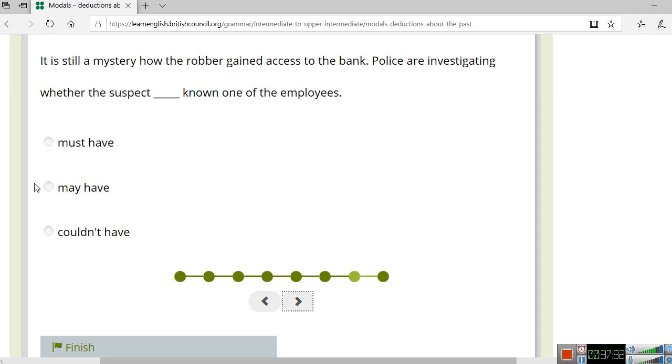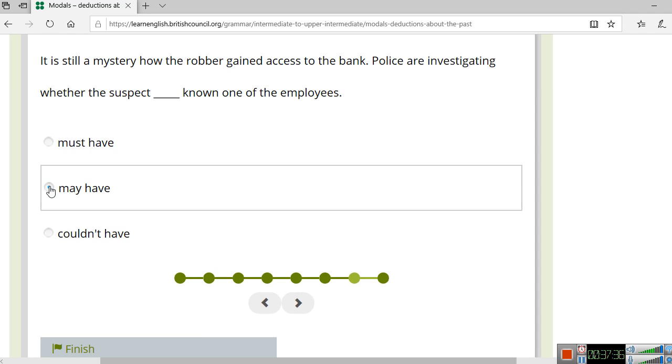Oh, sure. I would choose may have, because the idea is that something happened. I mean, there is a mystery, the access to the bank. However, the police don't have enough information about what happened. So it's an assumption. So it will be may have. Very well. Yeah, that's correct. So, thank you for that.